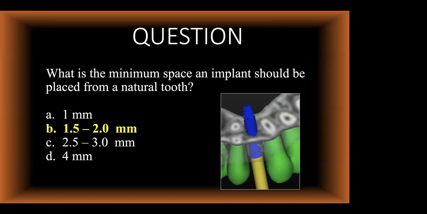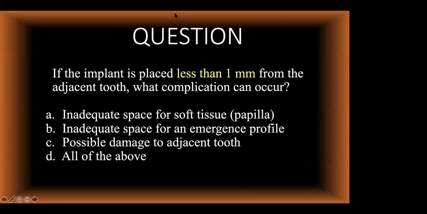Such as if you're too close to a tooth, if you're only 1 millimeter from a tooth. In the new textbook, I actually changed this. So 1.5 is the minimum from the root, from the implant apex in the root, 2 millimeters at the crestal area. And again, that gives us the emergence profile that we need to make a successful crown.